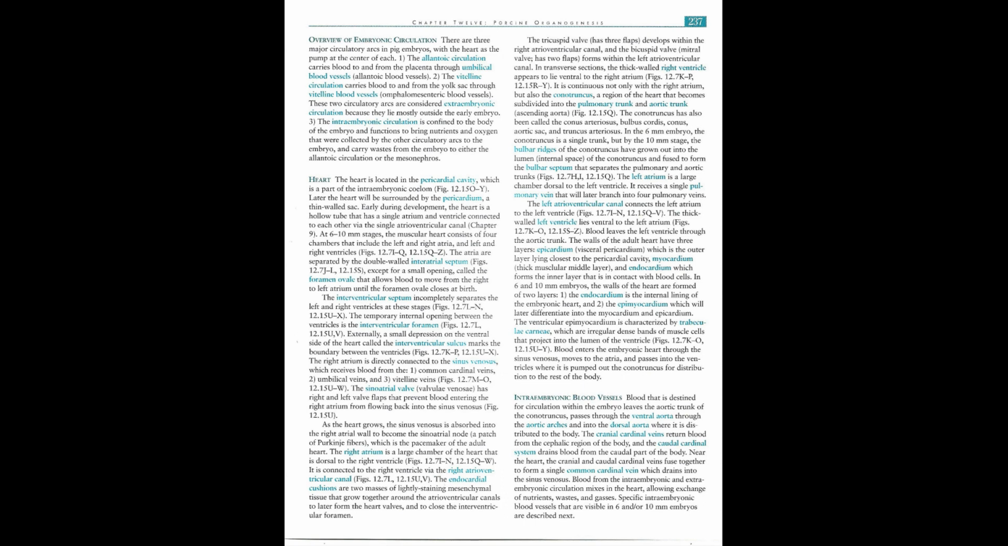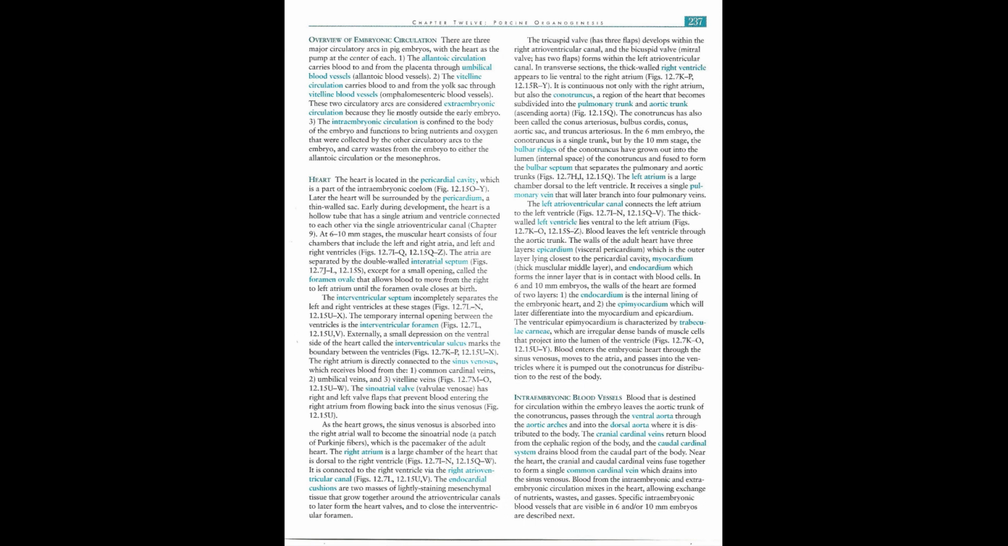Embryonic blood vessels. Blood that is destined for circulation within the embryo leaves the aortic trunk of the conotruncus, passes through the ventral aorta through the aortic arches and into the dorsal aorta, where it is distributed to the body. The cranial cardinal veins return blood from the cephalic region of the body, and the caudal cardinal system drains blood from the caudal part of the body.